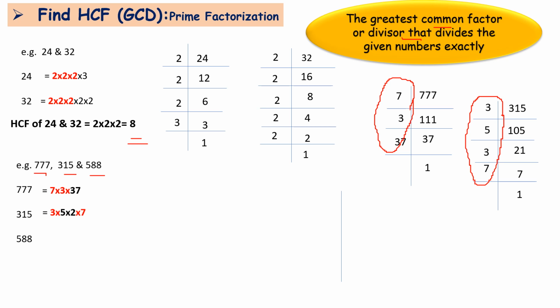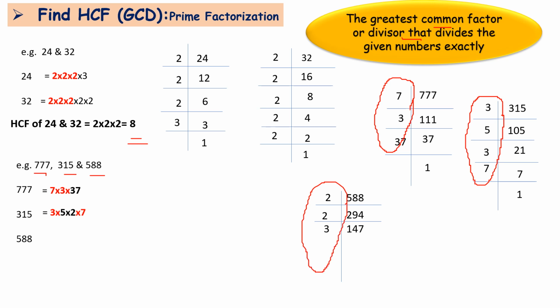Next is 588. It is an even number, so we'll start with 2. 294. Then again even number, so 2 times 147. This will go in 3, 3 times 49. 49, 7 times 7 is 49 and then 7 times 1. So factors of 588 are all these numbers.